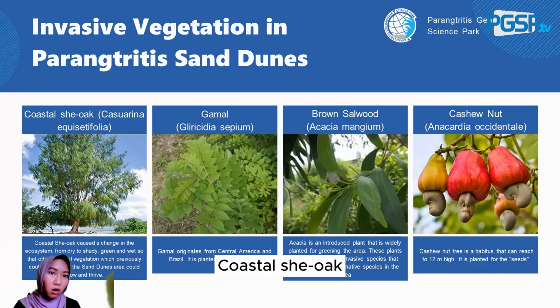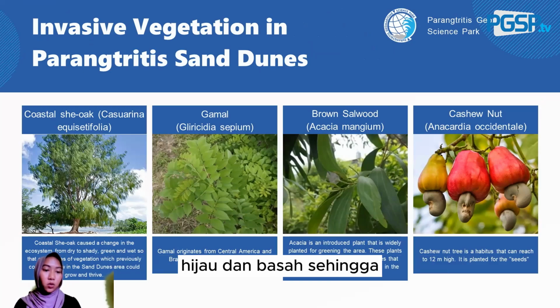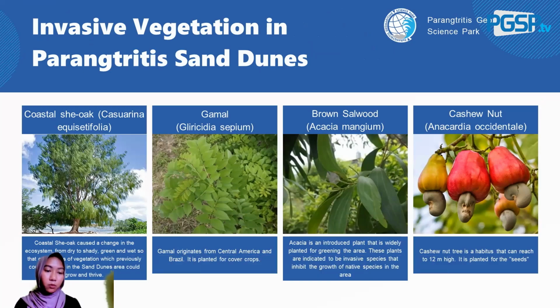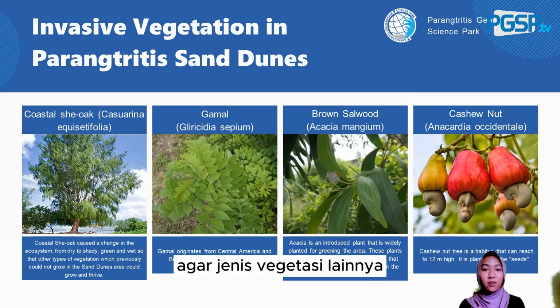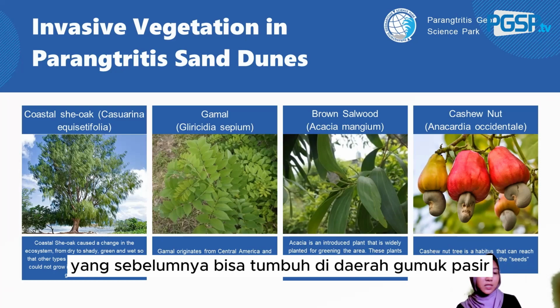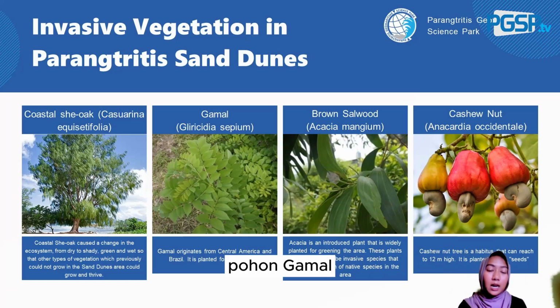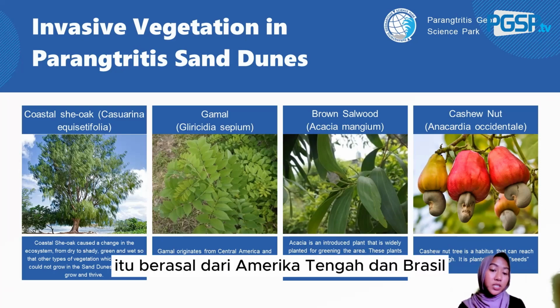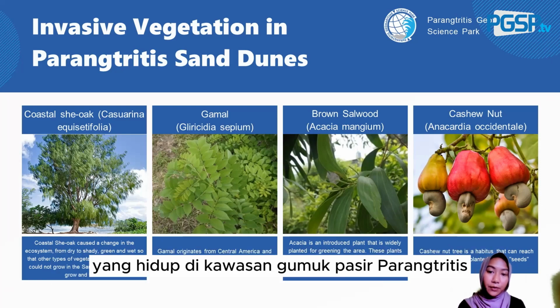The coastal she oak caused a change in the ecosystem from dry to shady, green and wet, so that the other types of vegetation, which previously could not grow in the sand dunes area, now could grow and thrive. The gamal tree originated from Central America and Brazil. It is planted as a cover crop by the people who live in the Parangtritis sand dunes area.